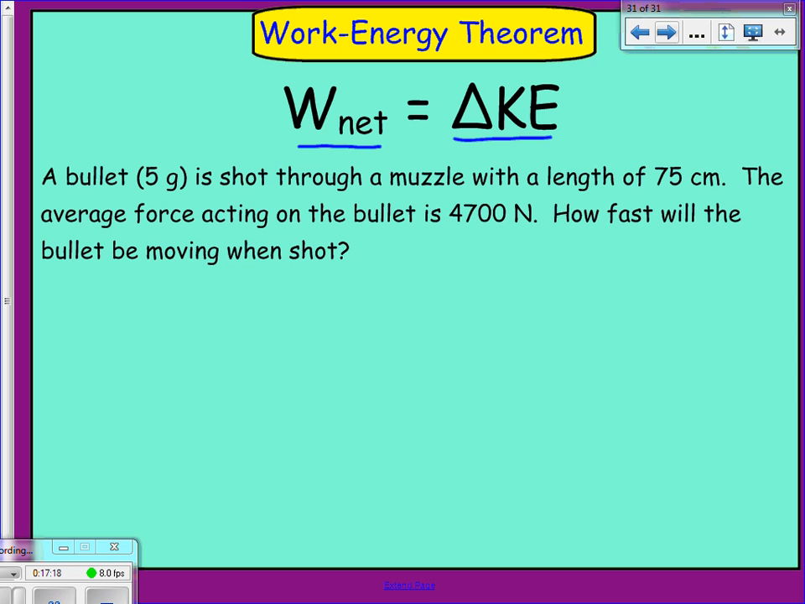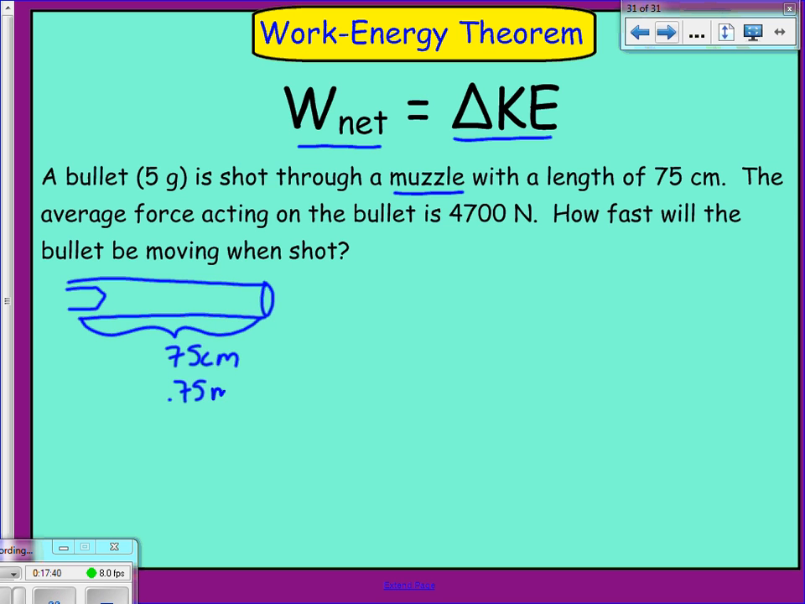A bullet that's 5 grams is shot through a muzzle with a length of 75 centimeters. The muzzle is another word of saying the chamber for a gun. So we have a chamber, in which case the bullet is going to fire through, and that chamber, we are told, is 75 centimeters long, or in other words, 0.75 meters. The average force that will act on the bullet during this process is 4,700 newtons. How fast will the bullet be moving when shot?